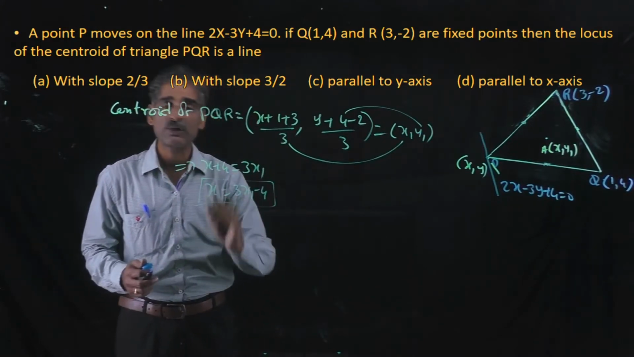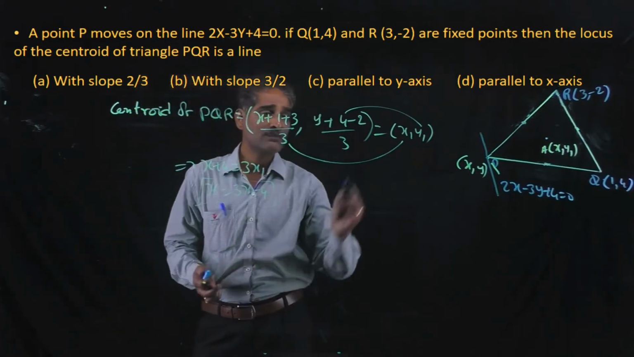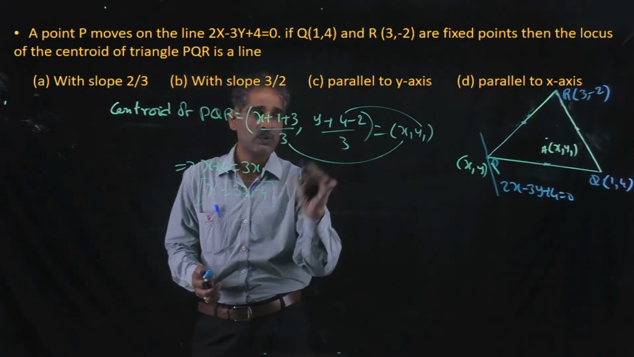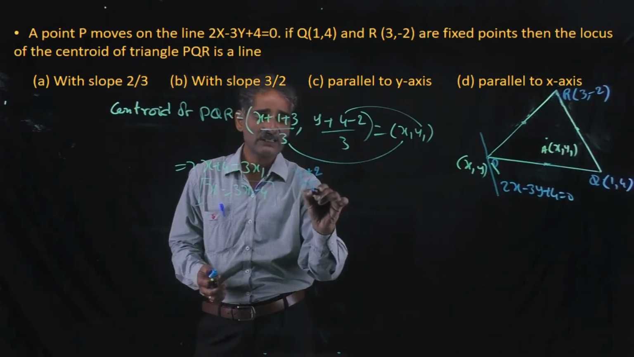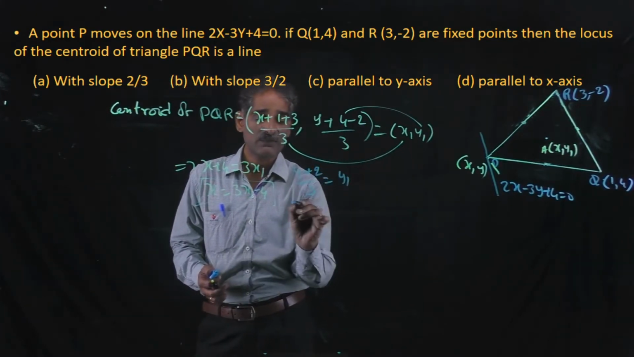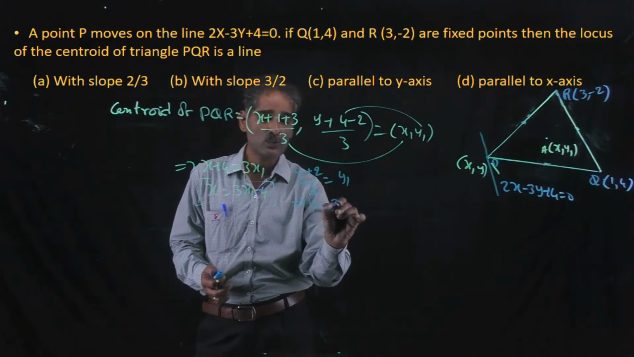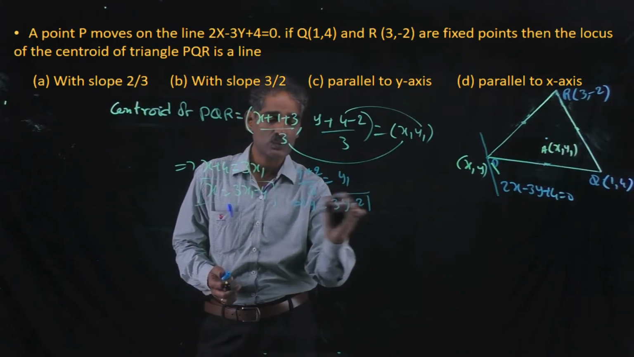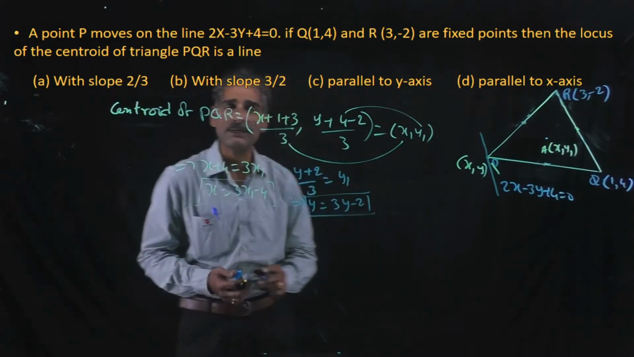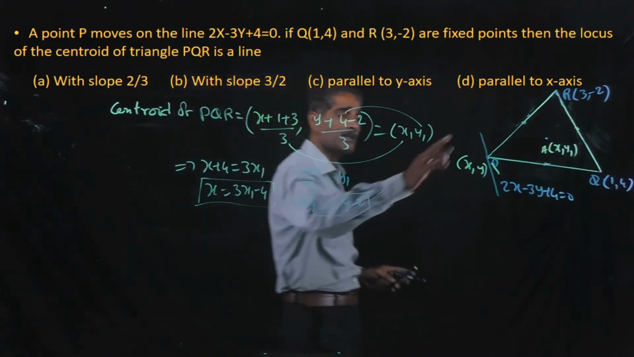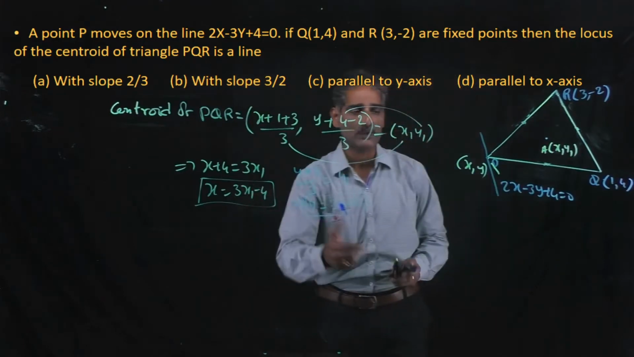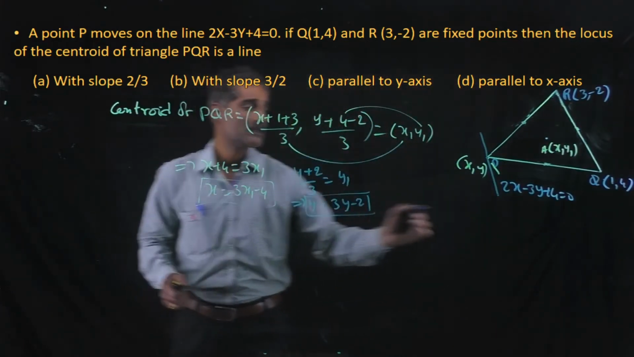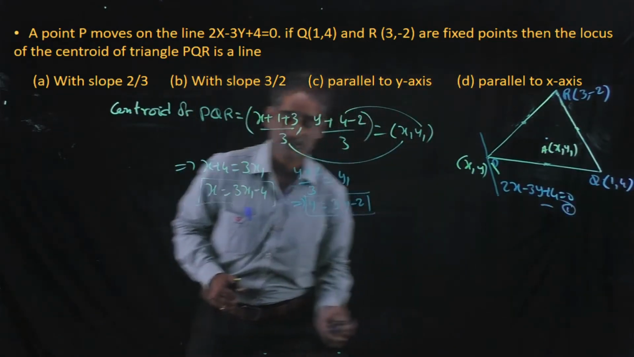This is the x coordinate of P, and now equate the y coordinates. (y + 4 minus 2) by 3, that is (y + 2)/3, is equal to y1. From this, y is equal to 3y1 minus 2. This is the y coordinate of P. Clearly, we are given that point P moves on the line. That means this equation is satisfied by these two values. Therefore, let us take this equation to be 1.